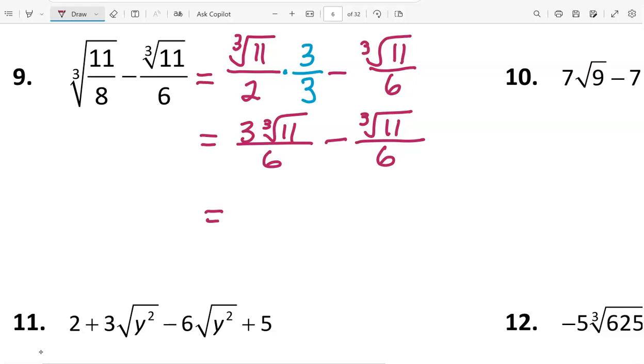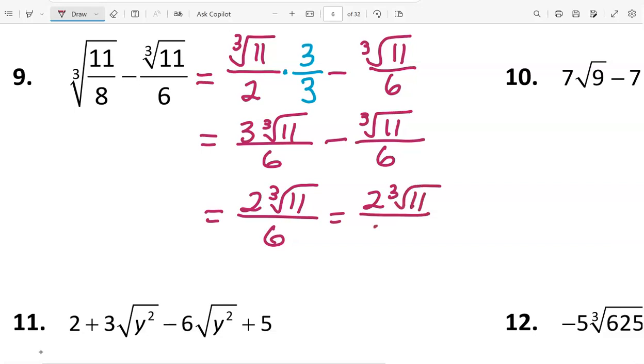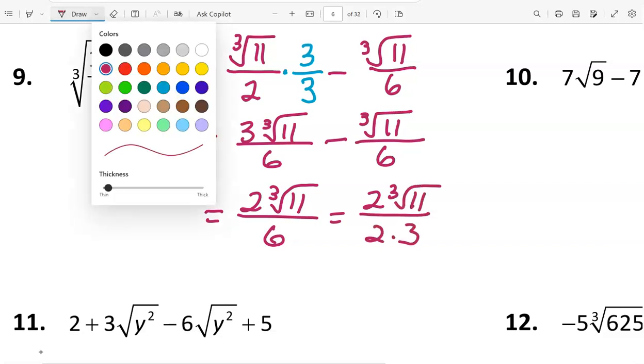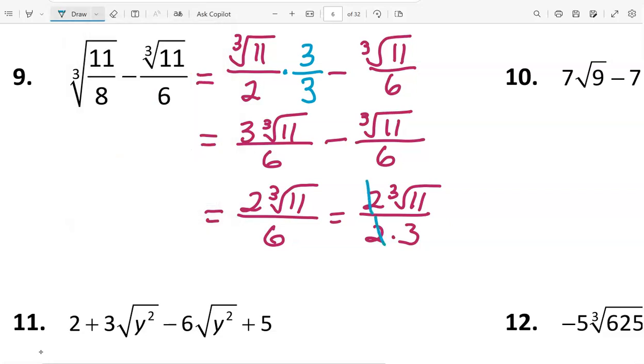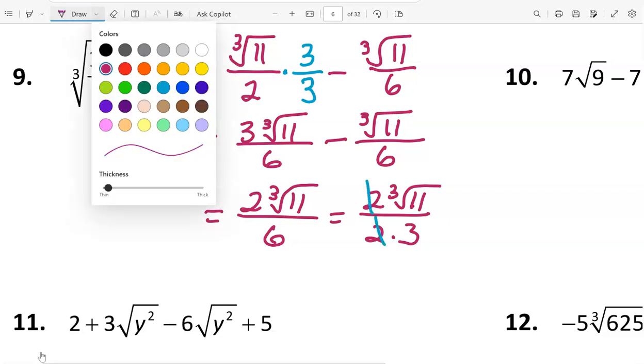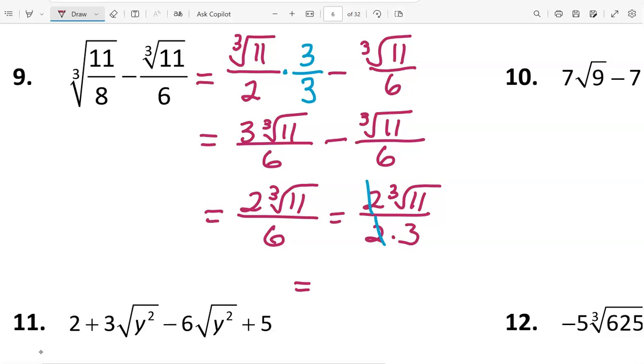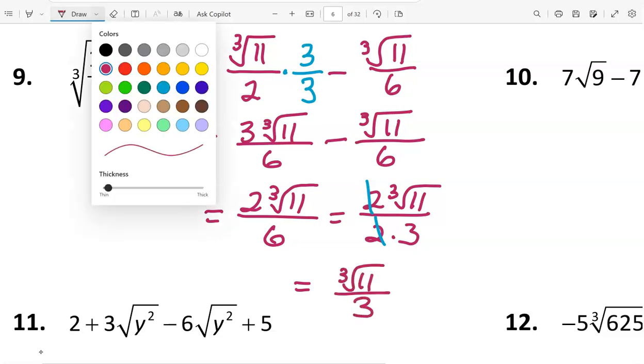So when we subtract numerators, 3 times the cube root of 11 minus 2 times the cube root of 11 is 2 times the cube root of 11. And that's over 6. We keep the denominator. Now we can reduce, because remember that 6 is 2 times 3, so we can cancel those common factors of 2, and we get a final result of the cube root of 11 over 3.